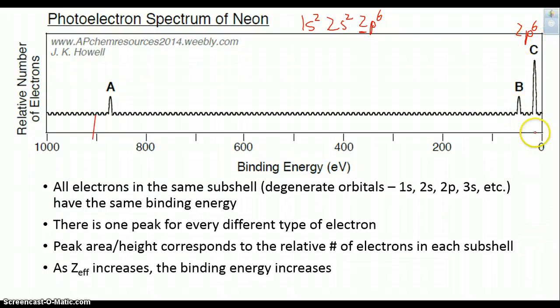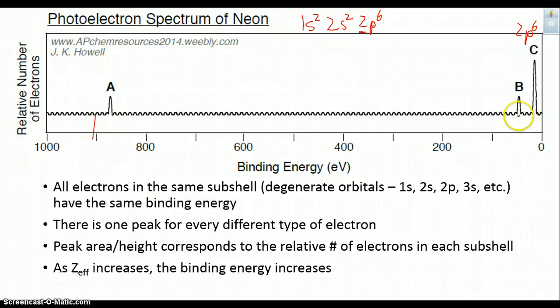Again, not only does it take the least amount of energy to remove, showing you the lowest binding energy, but it also has the highest peak, which suggests it has the most electrons. B and A both have the same number of electrons. You can expect that because you have the 2s2 and a 1s2. But which one is which? Well, same logic as before, since B has a lower binding energy.